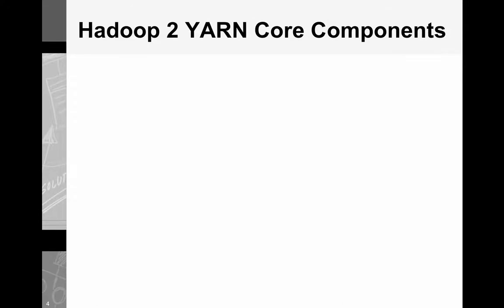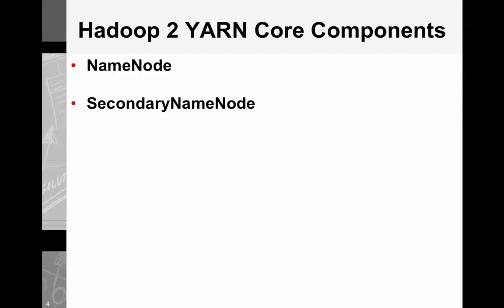Hadoop 2 Yarn components. We looked at the various Hadoop 2 Yarn components briefly. If you recall, they were name node, which was the brains behind the distributed file system; secondary name node, a backup process that allows you to recover the name node and rebuild the image from disk for the name node; data node, the workhorse for the name node, storing and retrieving data in the file system.